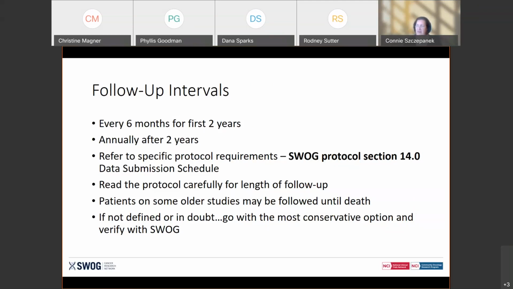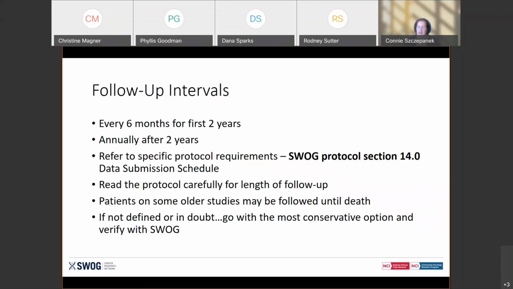I think what we've learned over the years, and being one myself, a coordinator who for years relied heavily on the study calendar, we don't always remember to look at section 14. But section 14 is really important in that it outlines what that protocol specifically is looking for you to submit and when. You also want to notice, when you're reviewing the protocol in light of your patient's journey, to look carefully for how long you need to follow up.